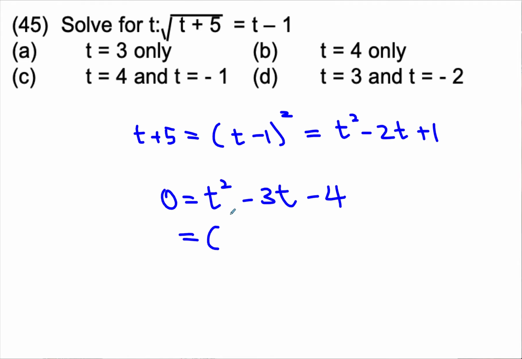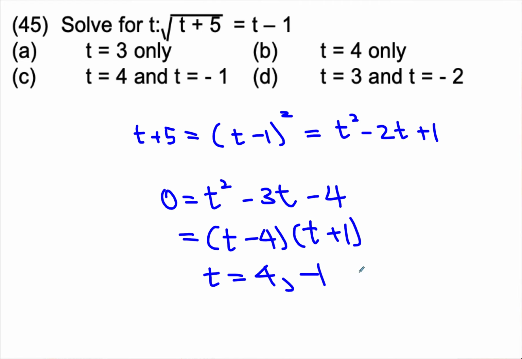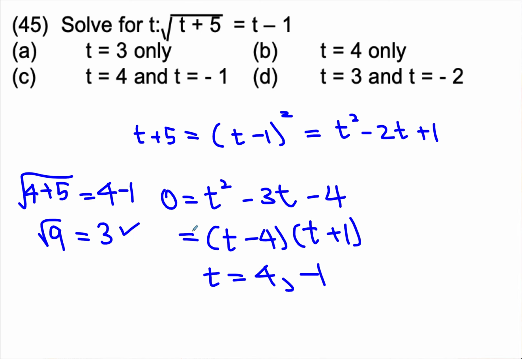Then I know that this can be factored, so t minus 4 and t plus 1. Then you get to realize that t must be 4 or negative 1. Now, at this point, you have to plug in 4 and negative 1 to check anyway. So once you plug in 4, we get the square root of 4 plus 5. Is that in fact equal to 4 minus 1? So my left side becomes square root of 9, my right side is equal to 3, and they are good. So 4 is one of the answers.